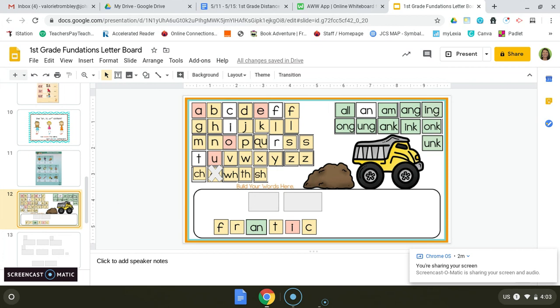Yesterday we talked about the words public and panic and plastic, all spelled with IC at the end. Today our new word is frantic. As you can see at the bottom, I have built frantic. I did use my glued sound for AN.